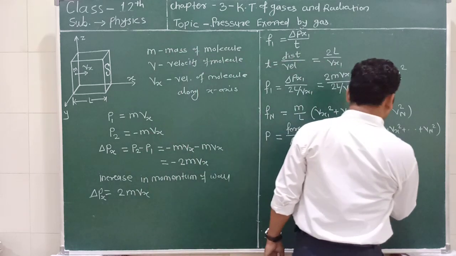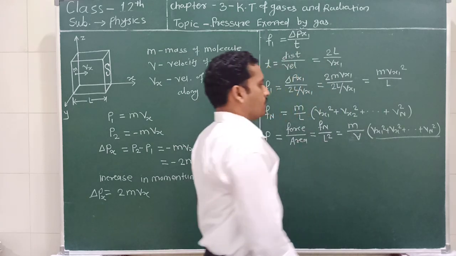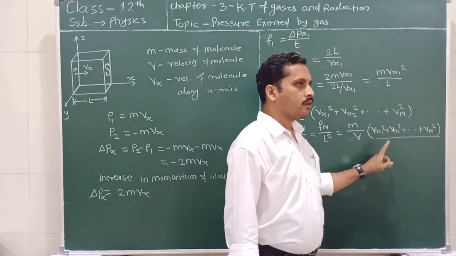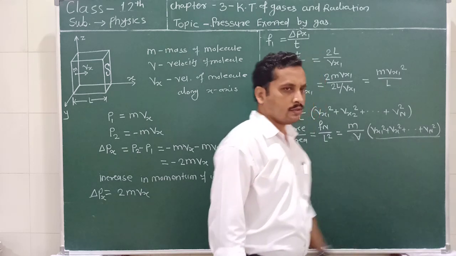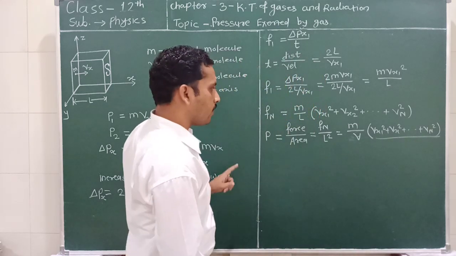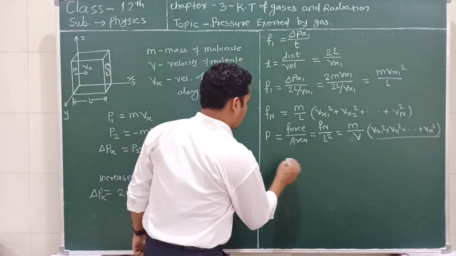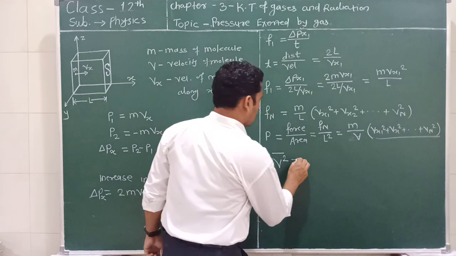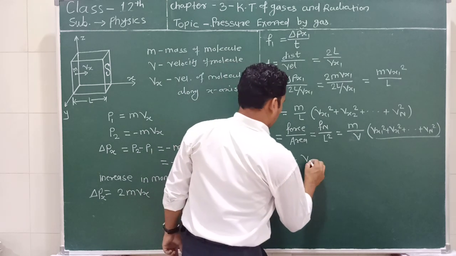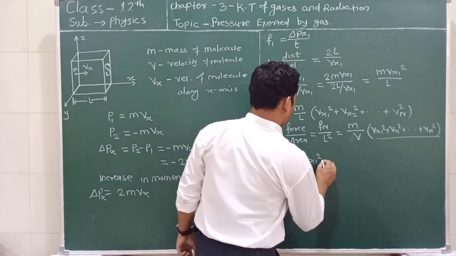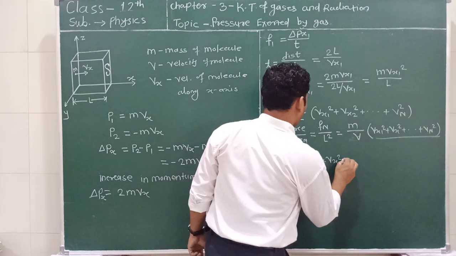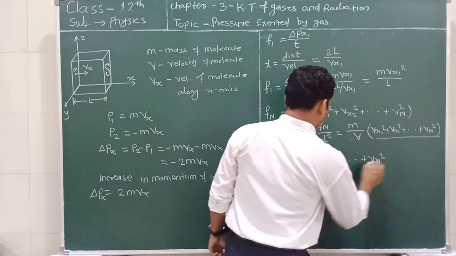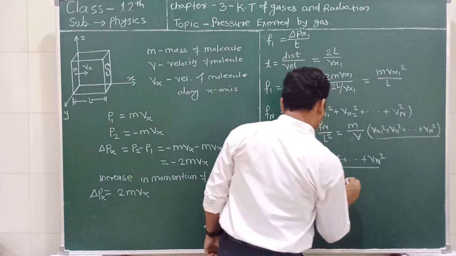Now here we see, what is this term? This is the mean square velocity. How can we calculate this mean square velocity? This can be calculated as earlier. What is the mean square? It is V square bar, equal to Vx1 square plus Vx2 square plus up to Vn square, and this divided by n.